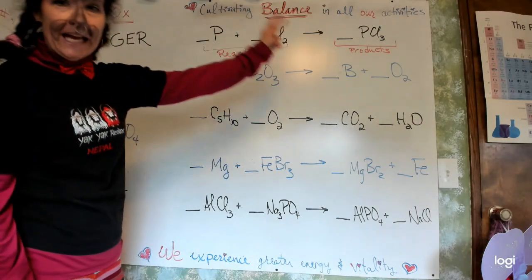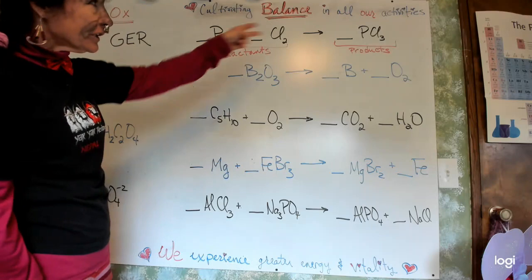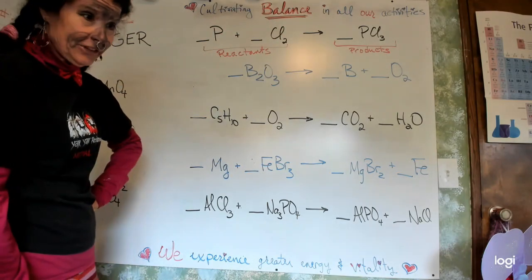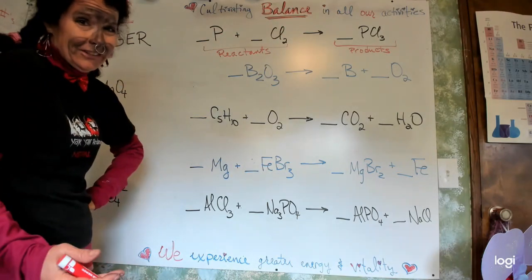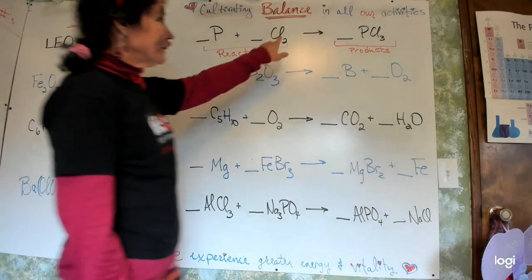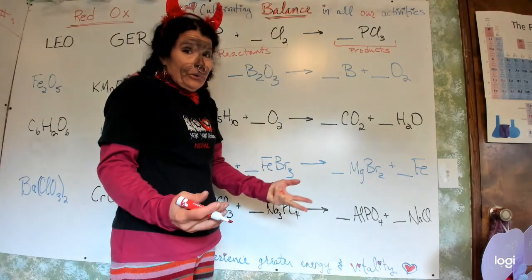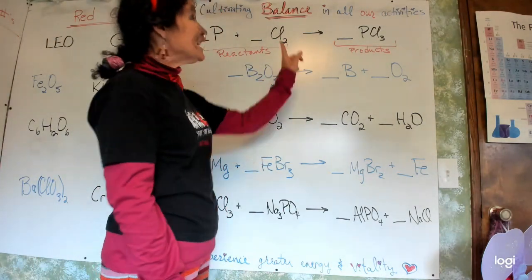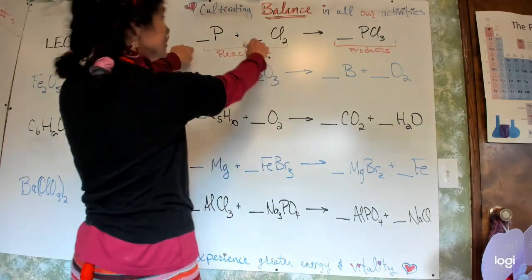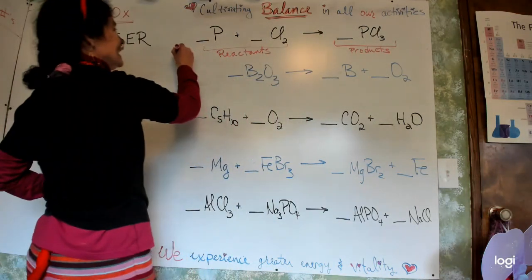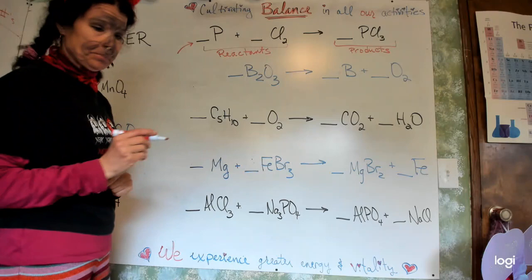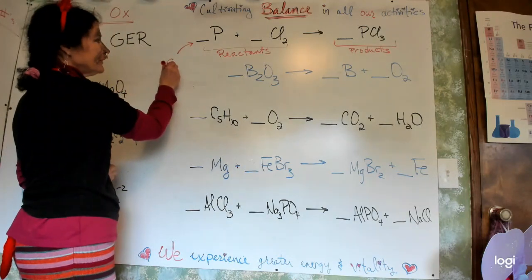I look at it as the big picture. Sure, there's one P on each side. Looks good. Chlorine. This is the lowest common number again. We have 2 and 3. So 6. We cannot change the subscripts. All we're going to do is fill in the blanks. And what we fill in these blanks are called coefficients.